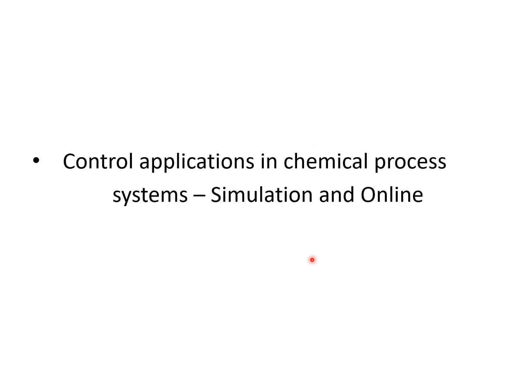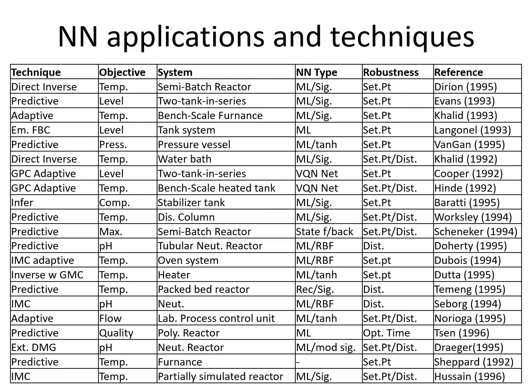And there are so many applications in simulations, of course, hundreds of simulations, and a little bit online so far, using neural network. Basically, it breaks up into different techniques. These are the different techniques being used for controlling temperature, using direct inverse for semi-batch reactor, using multi-layer sigmoidal for the activation function, for set point and so on. Since 1995, 1993, this has been used for different processes in simulation, nothing new.